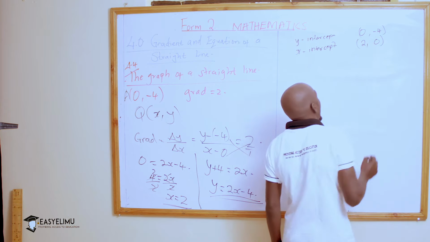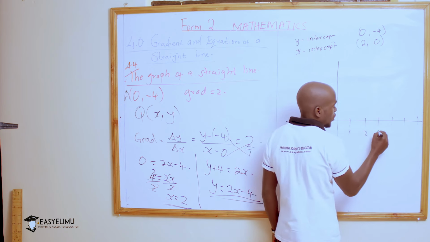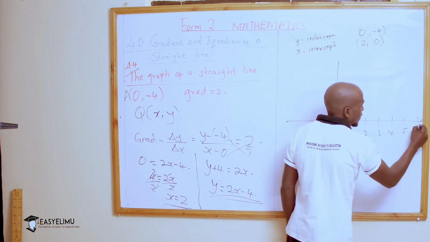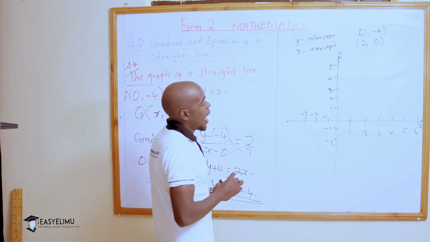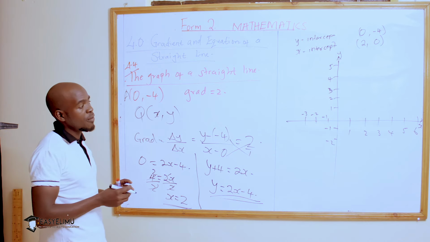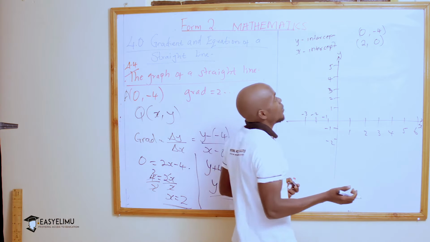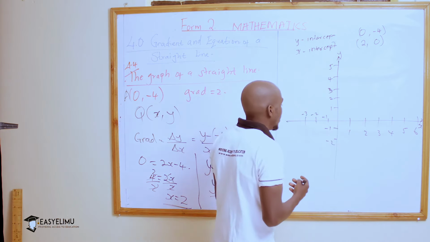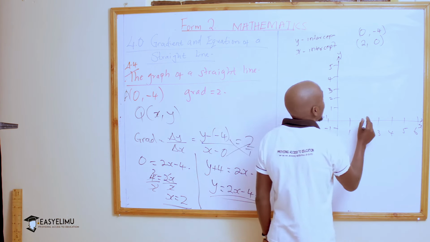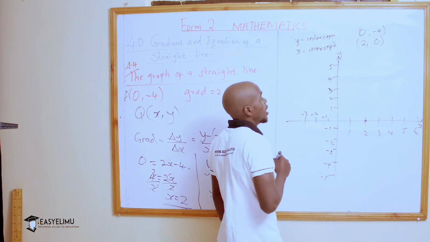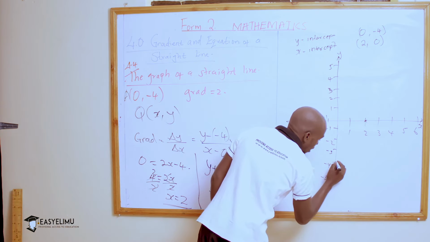So this x-intercept will be (2, 0). Now you can construct a Cartesian plane whereby this is 1, 2, 3, 4, 5, 6, and this is the x-axis, and this is y. You can have a Cartesian plane like mine, which is a sketch, and on this sketch you can just plot the y-intercept and the x-intercept. You will find that the x-intercept is at this point, and the y-intercept we are having at this point here.